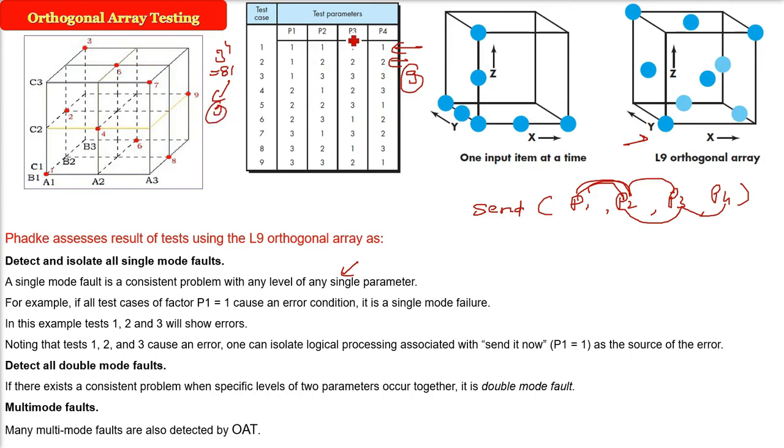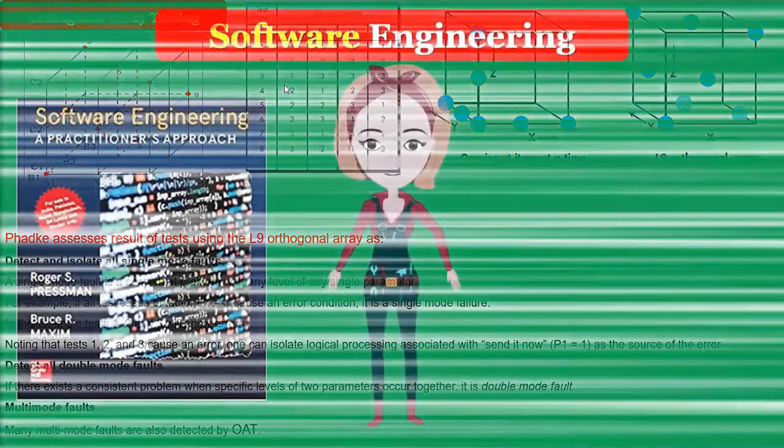This is 111, 222, 333 for P1. 123, 123, 123 for P2. P3 is 123, then 231 and 312. P4 becomes 123, 312 and 231. This you have to write. And now test case 1 will be the P1, P2, P3, P4 values for each of these rows.